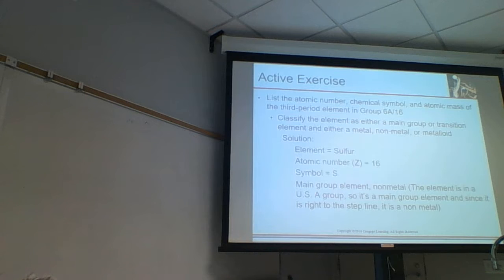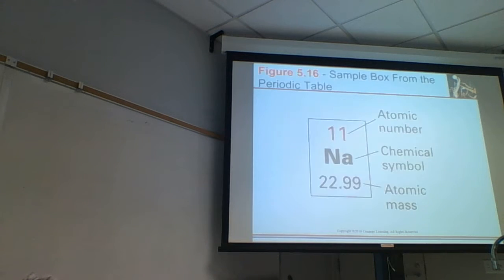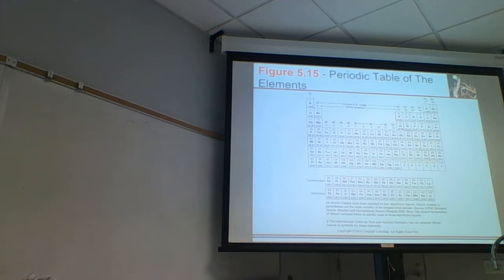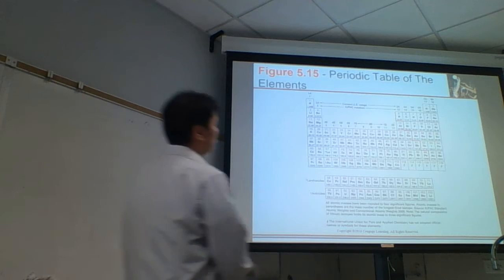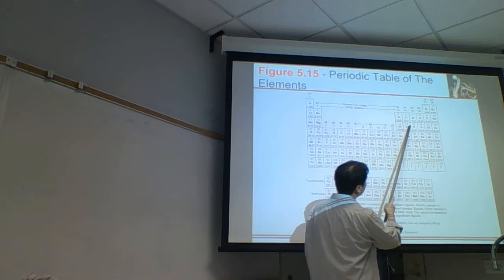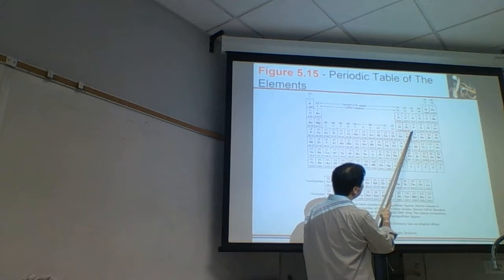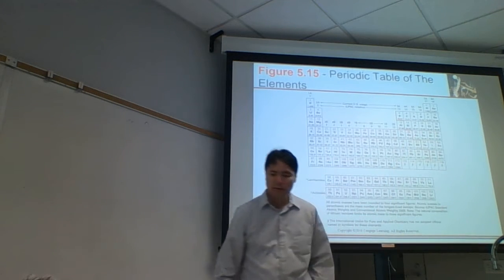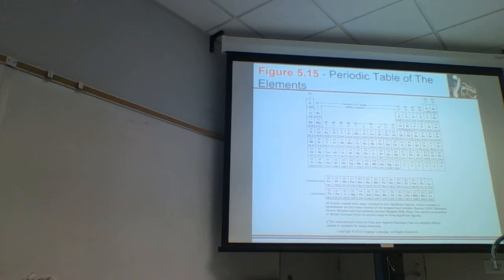This is right to the right of the stair-step line. See here. Sulfur is clearly a non-metal. Phosphorus is clearly, but silicon is on the border. Phosphorus is the corner. Phosphorus is distinctly characterized as non-metal.